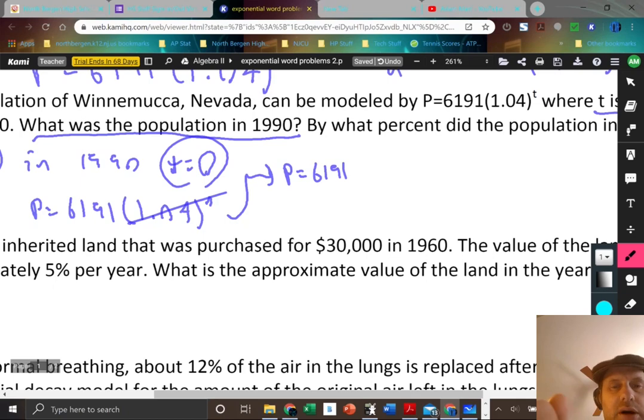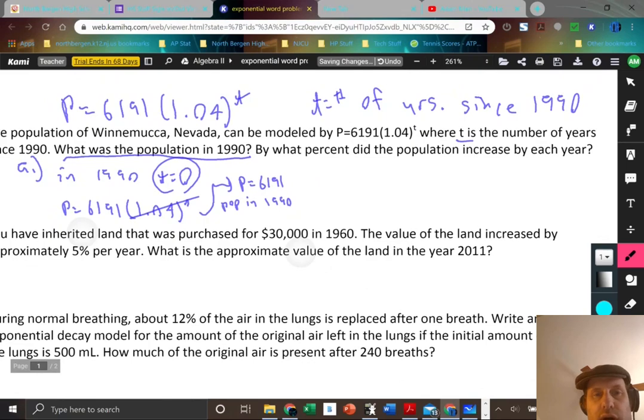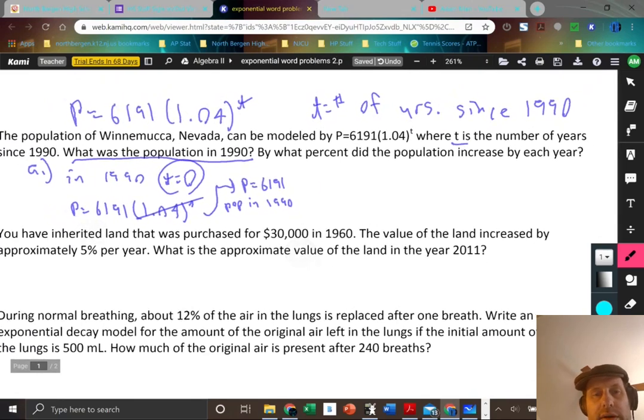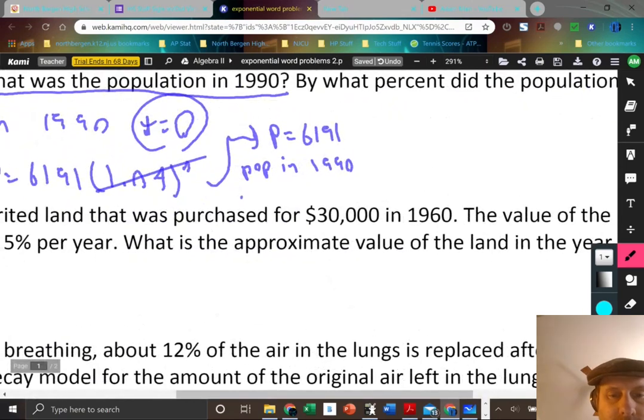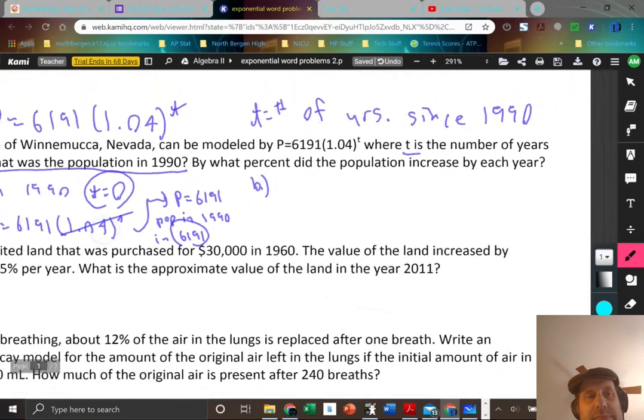So in this case, for part A, the population in 1990 is 6,191. Very good. All right, let's take a look at part B. By what percent did the population increase by year?